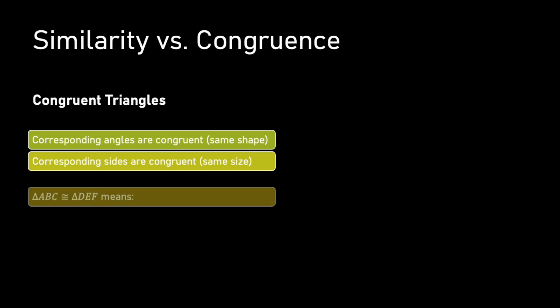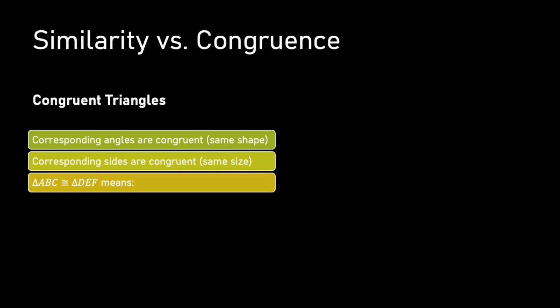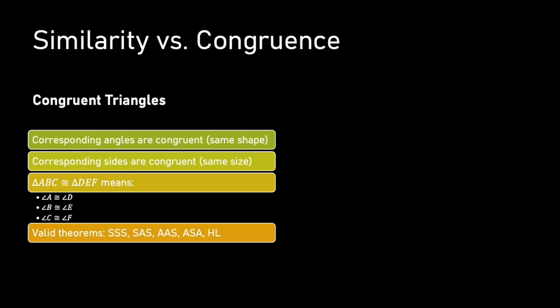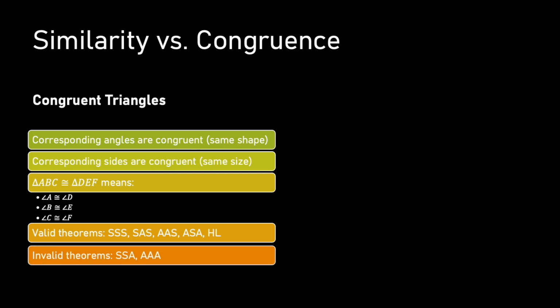And when we wrote out a congruence statement, like triangle ABC is congruent to triangle DEF, we are saying that angles A and D were congruent, angles B and E were congruent, and angles C and F were congruent. We could prove triangles congruent using side-side-side, side-angle-side, angle-side-angle, and hypotenuse-leg. What we could not use was side-side-angle and angle-angle.